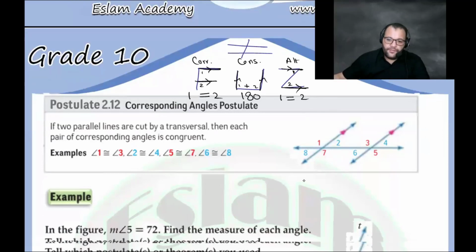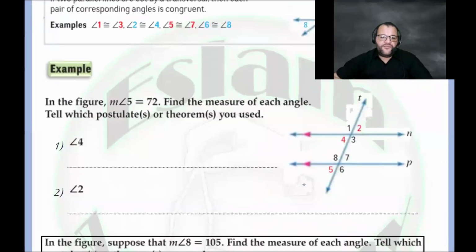Okay. Now we have the figure. The measure of angle 5 equals 72. This angle is 72 degrees. Find the measure of each of the angles. We will not use the measure of angle 2 and angle 4. I need the other 7 angles, all of the other angles.